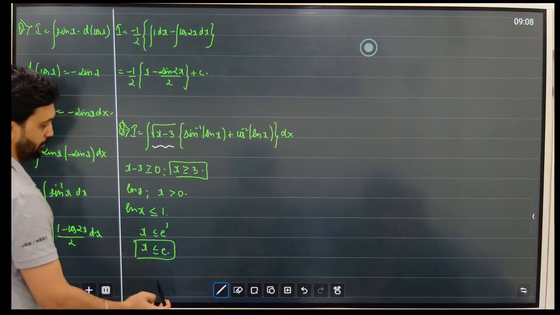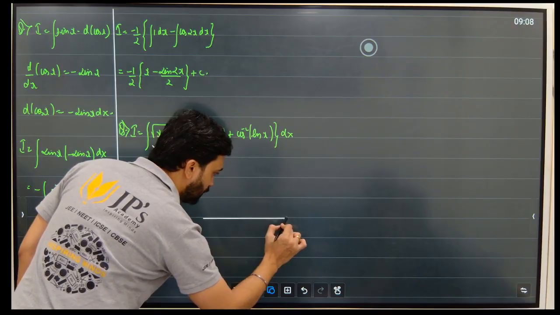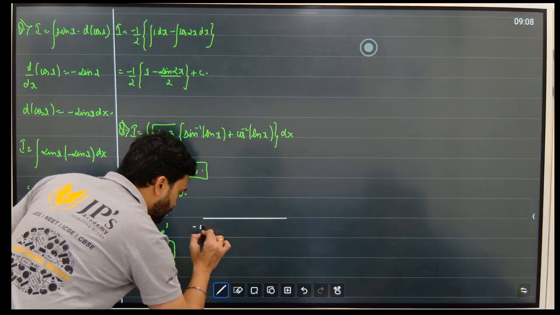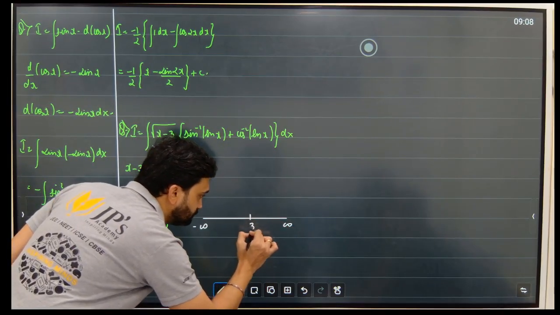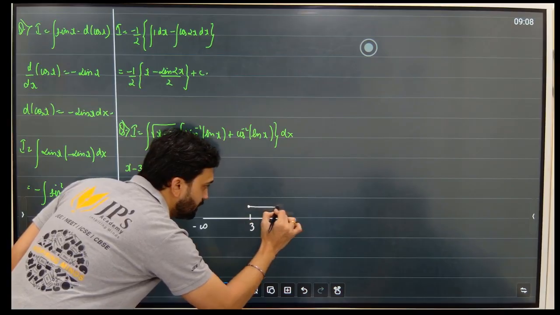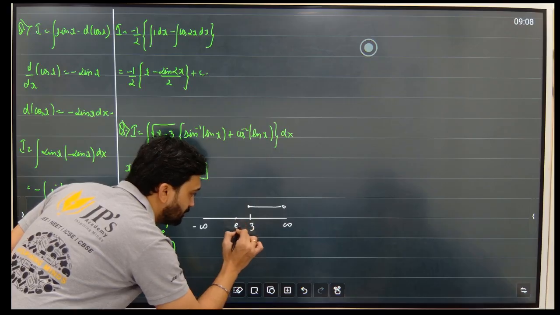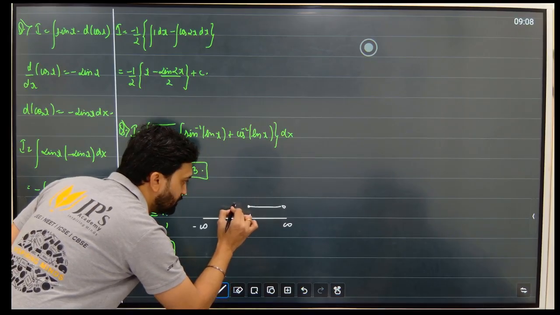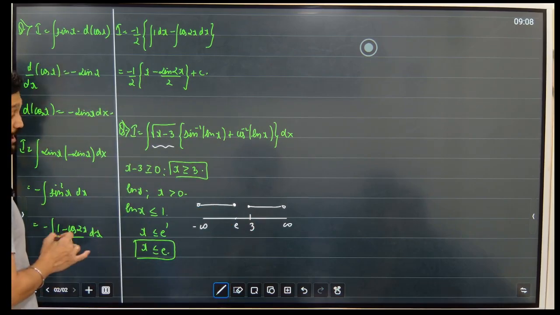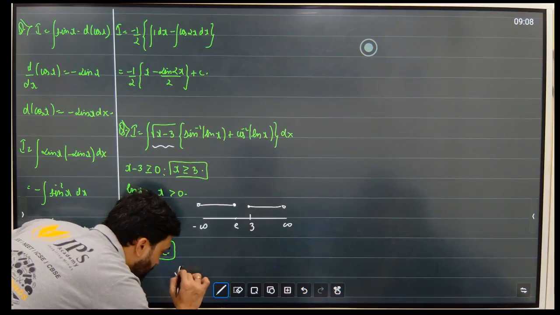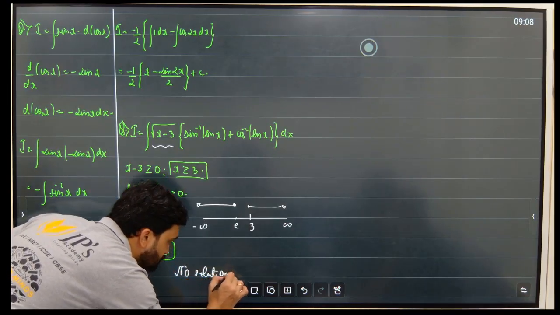If I plot this on a number line, you can't do it. Because this is minus infinity, this is infinity, this is 3. So this will be from 3 to infinity here, e will be here at 2.7, and this will become from here to here. There is no intersection, hence there is no solution. Hence, there is no solution for this question.